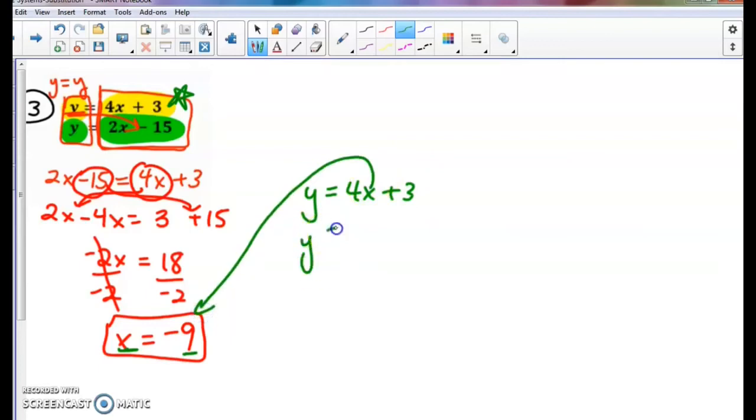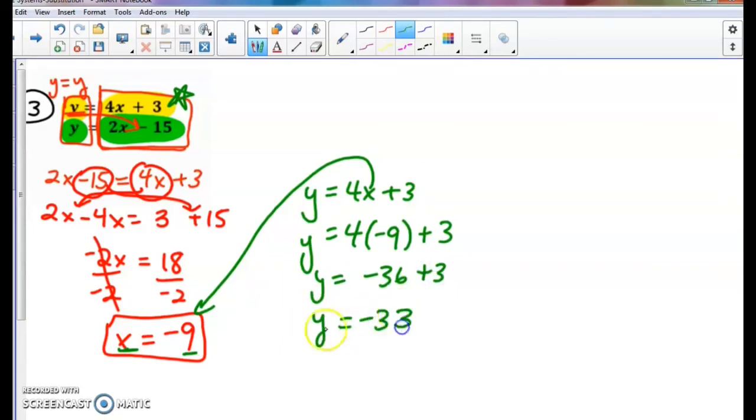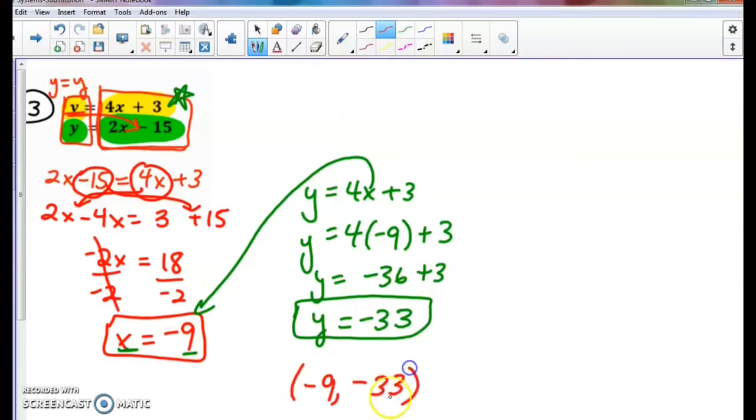So it's going to be y equals 4 times negative 9 plus 3. 4 times negative 9 is negative 36, plus 3. Negative 36 plus 3 is negative 33. And now our last step is to write our answers in ordered pair. So x always comes first, so negative 9 and, sorry, negative 33 for our y.